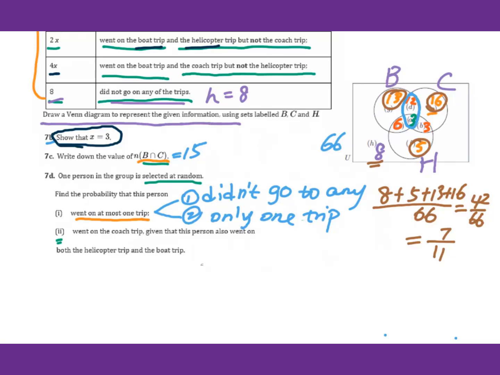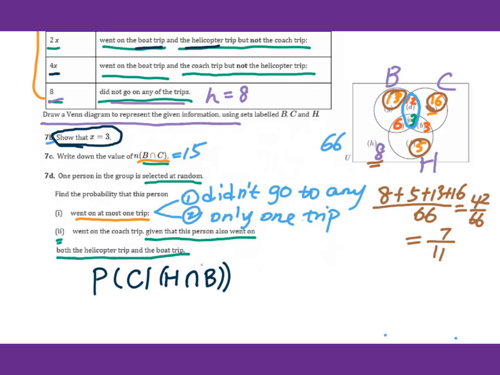Second question. Given that this person also went on both the helicopter trip and the boat trip, we want the coach trip. Basically, we're looking for the probability of C given that helicopter H intersect B. So we use that formula. You will get the probability C intersect H intersect B over the probability H intersect B.